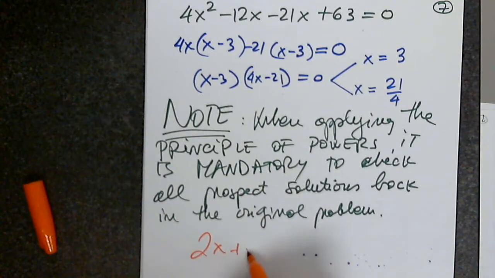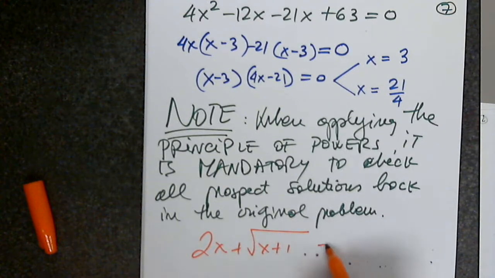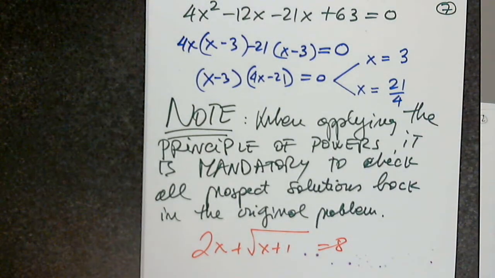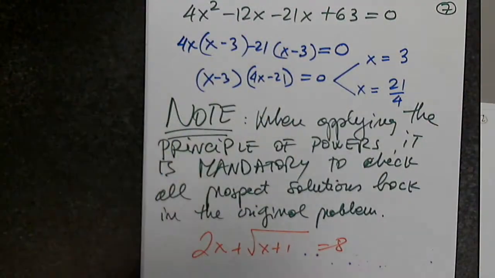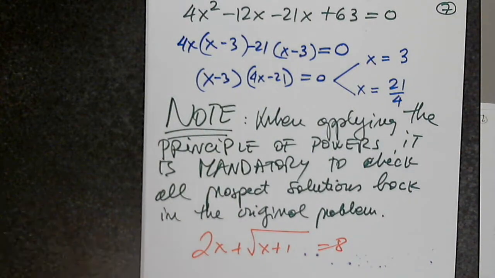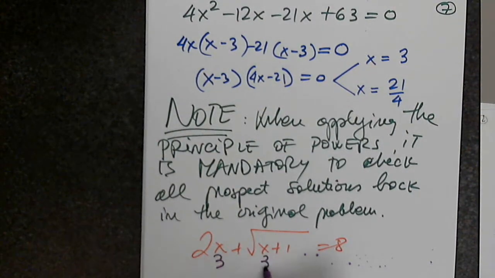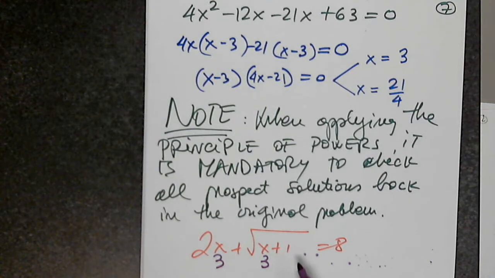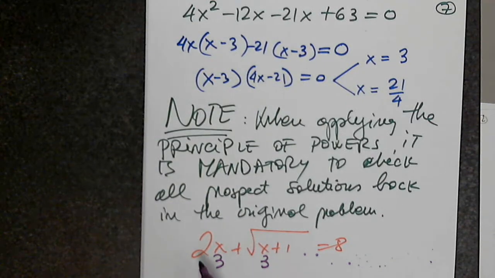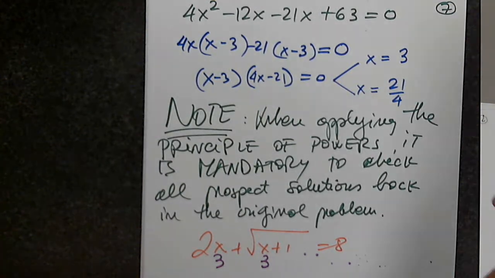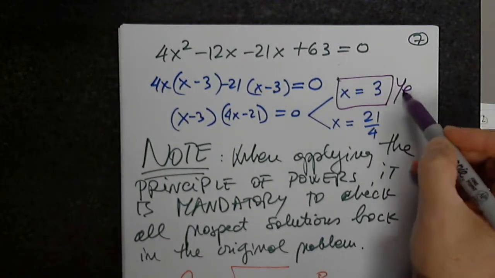So 2x plus the square root of x plus 1 equals 8. I'm going to check 3 first. I will replace x by 3. So 3 plus 1 is 4. The square root of 4 is 2. This is 6. 6 plus 2 is 8. So I will say to this, yes.